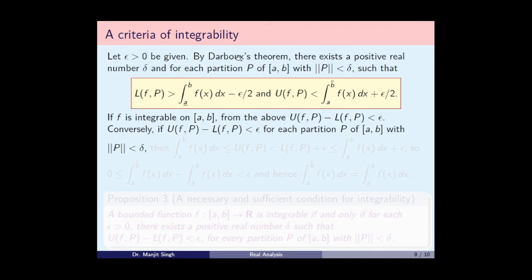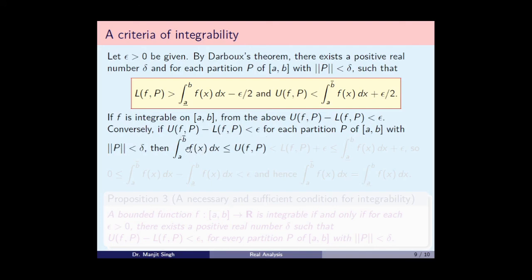If the function is integrable, then this lower integral and this upper integral become identical, and when you subtract these, their value will be less than epsilon by 2 plus epsilon by 2, which is epsilon. So this is very easy. Now conversely, we can consider there are infinitely many such partitions P whose norms are less than delta, and their difference of upper sum and lower sum is less than epsilon.